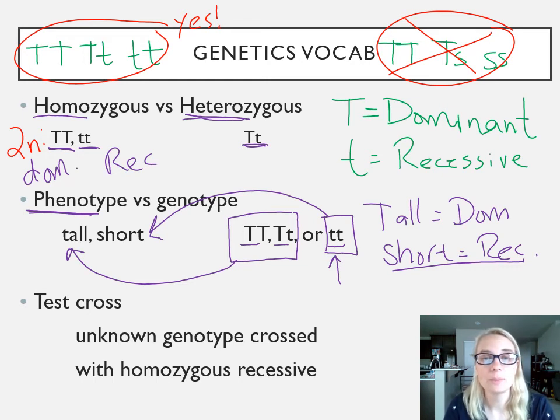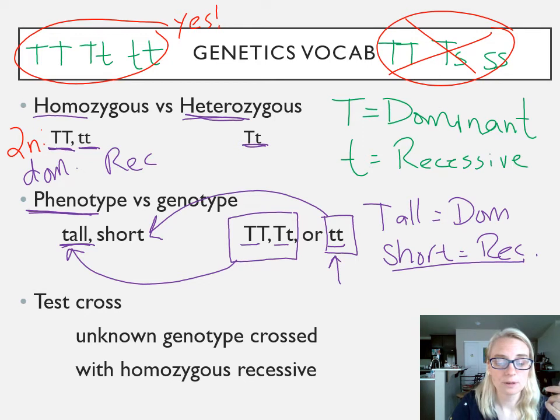If I were to say, in pea plants, tall is dominant and short is recessive, what is the genotype of a tall plant? Here's the tall plant. Would you be able to 100% tell me what the genotype of that tall plant is? What do you think? The answer is no, because there's two choices.